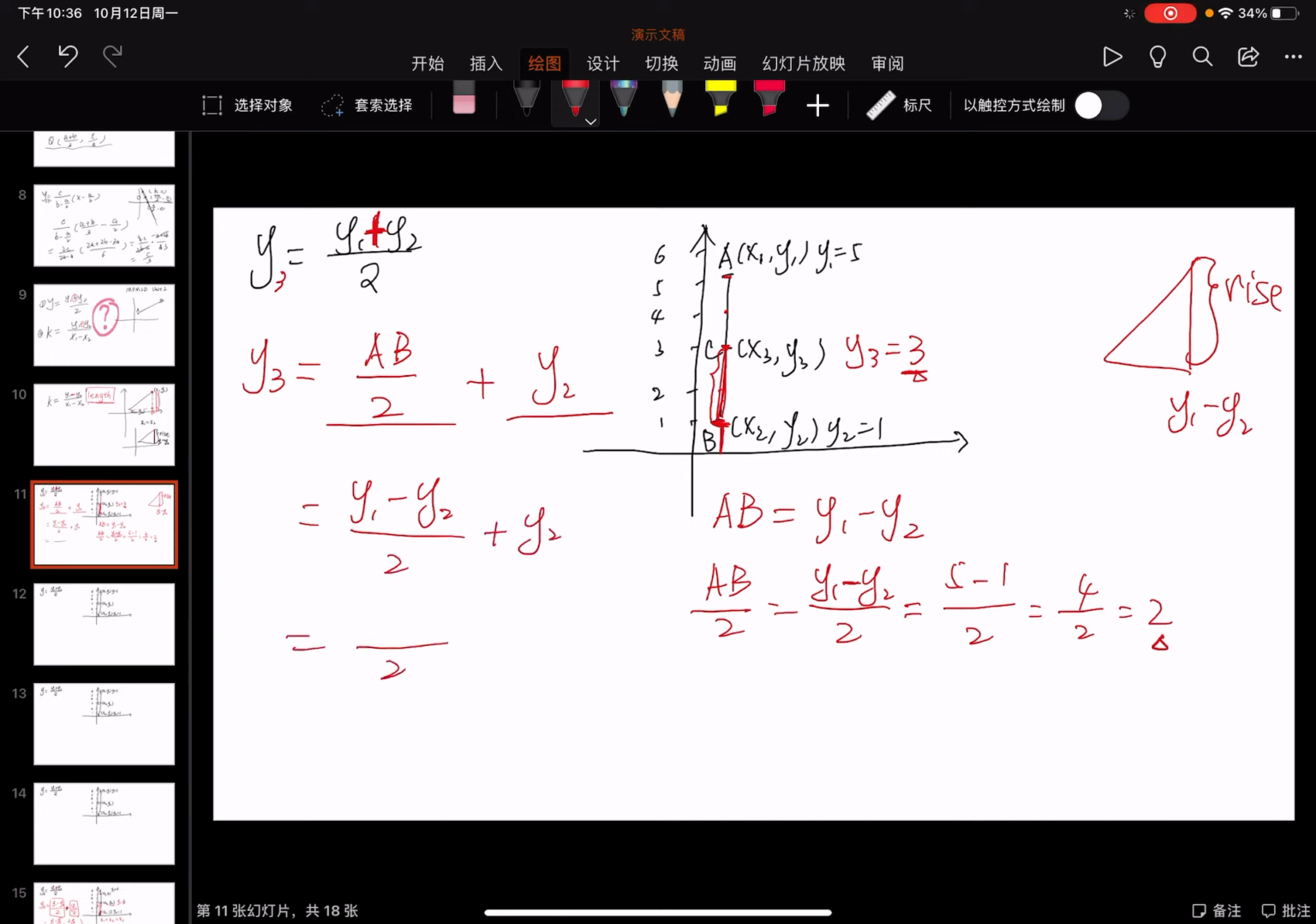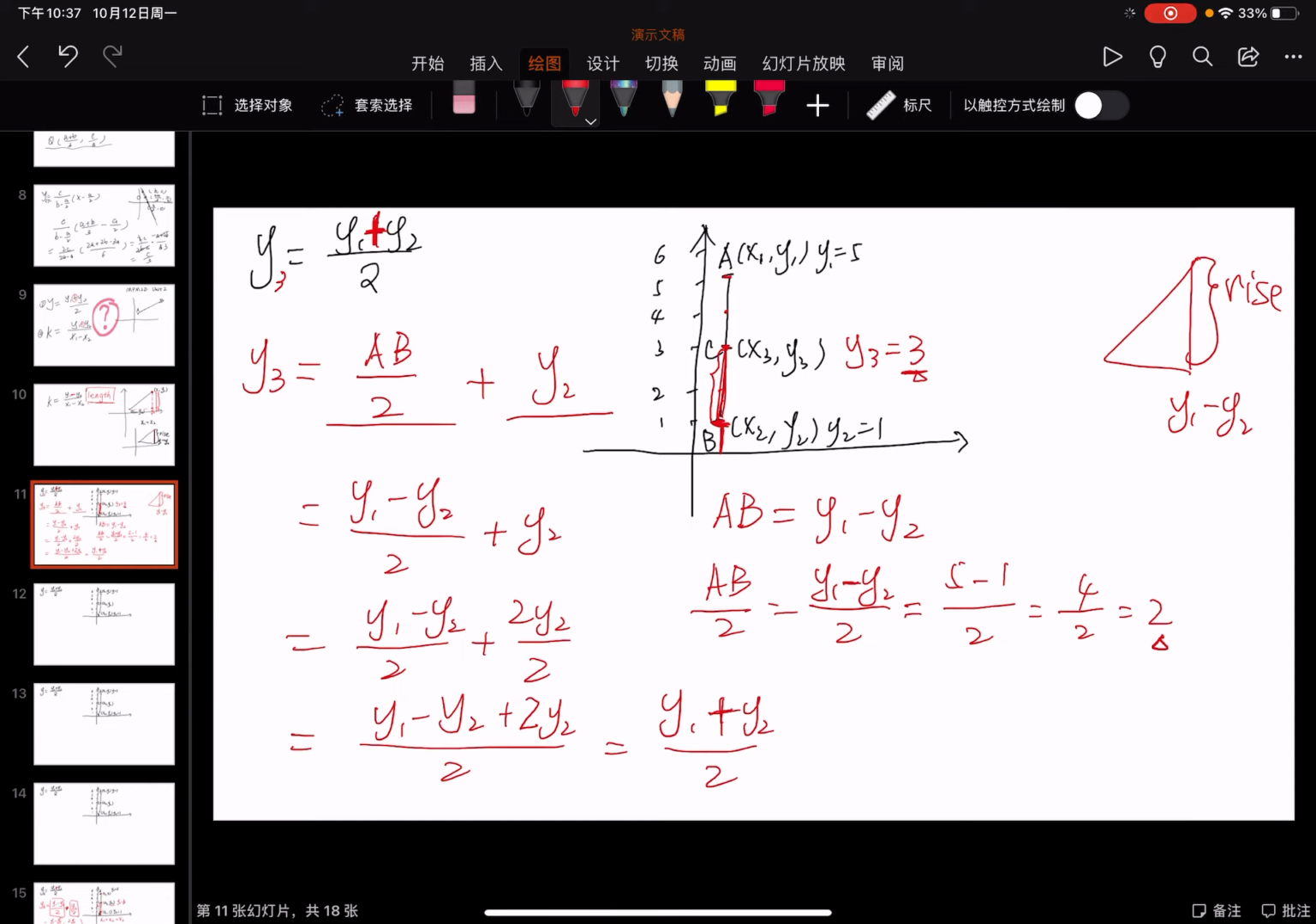We write it with a common denominator and put them together, and we come to this result, y1 plus y2 over 2.